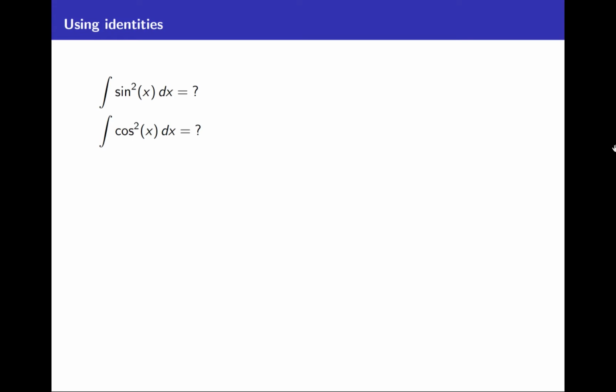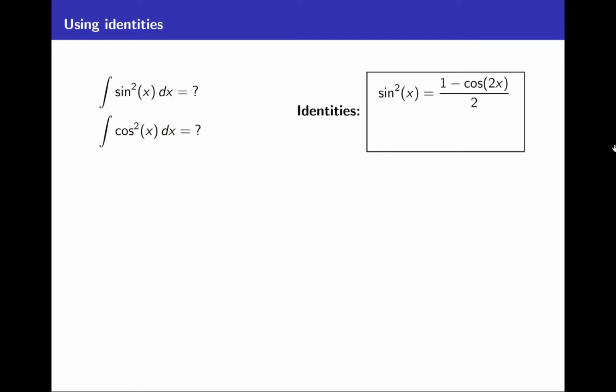For these two integrals, one thing that does work is a trig identity. Think way back to part 1 of this course when we were talking about trig identities. One of them was sine squared x equals 1 minus cosine 2x over 2. This came from the double angle formula for cosine.